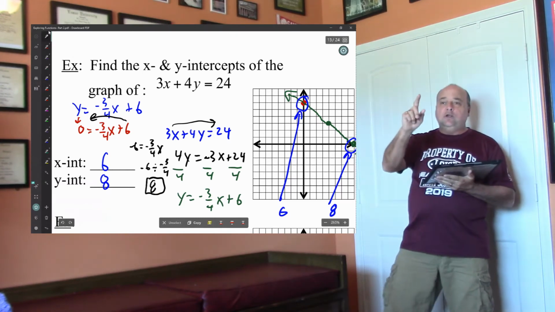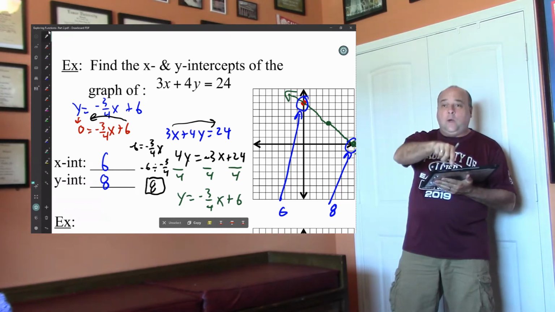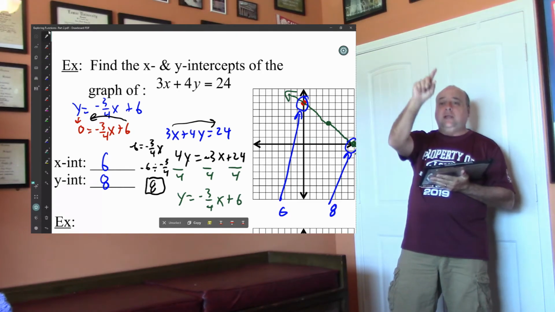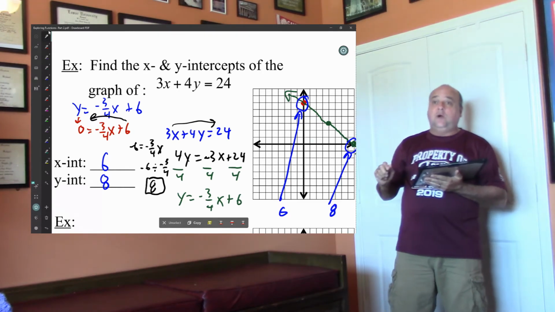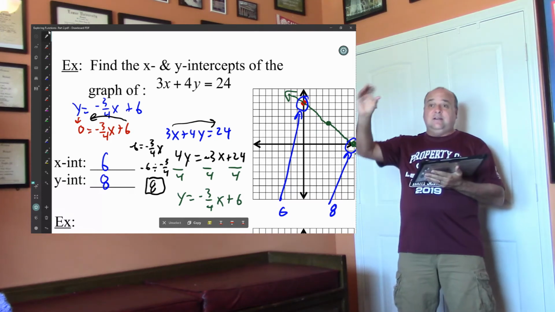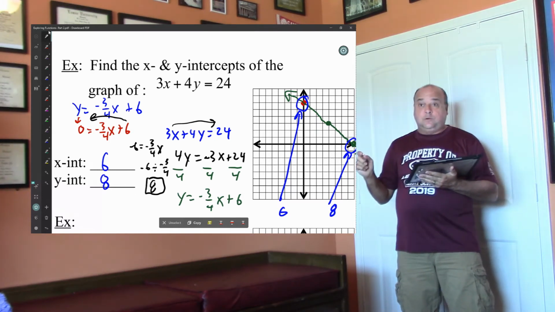Okay, so one way you could get your x-intercept is to take the y equals mx plus b, replace the y with 0, and solve it for x. Basically, you're taking that negative 3/4 and multiplying by the reciprocal there.